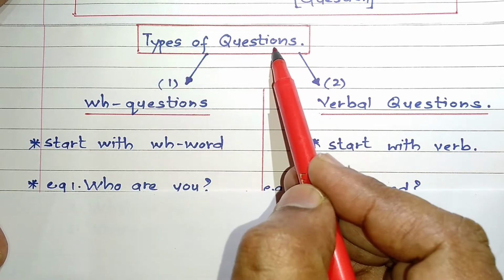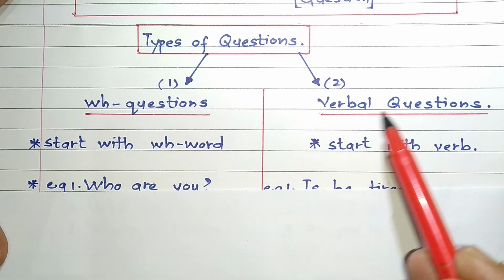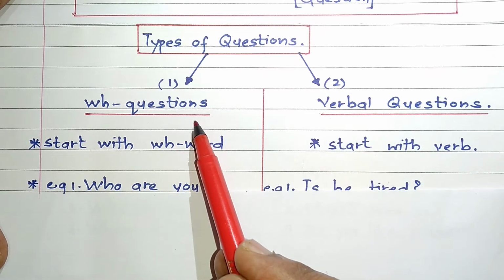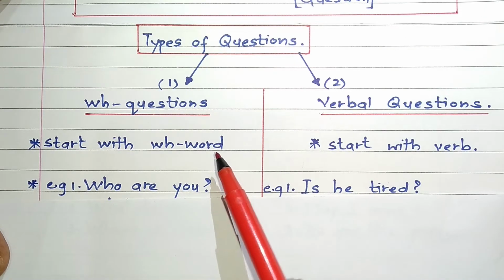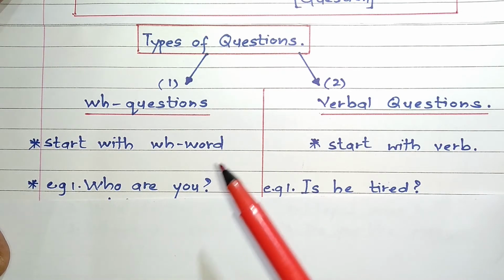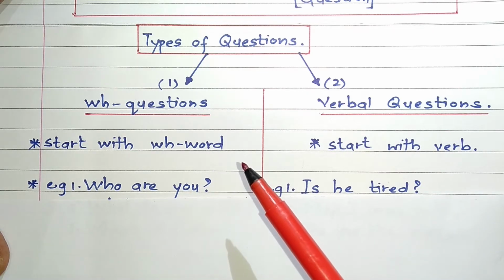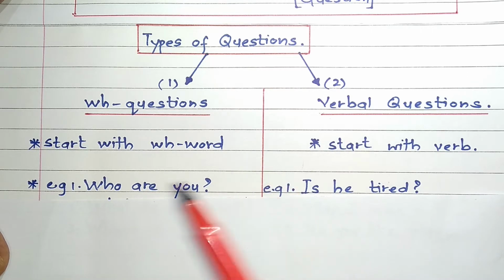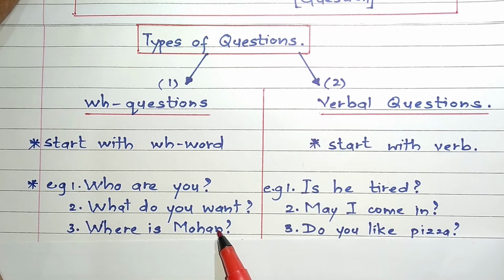There are two types of questions. First type, WH questions, and the second type, verbal questions. WH questions are questions which start with a WH word. We know the WH words are who, whom, whose, what, which, when, why, and how. For example, who are you? What do you want? Where is Mohan?